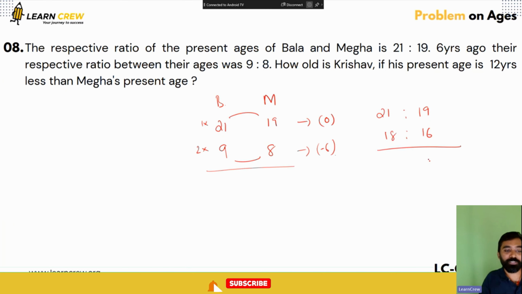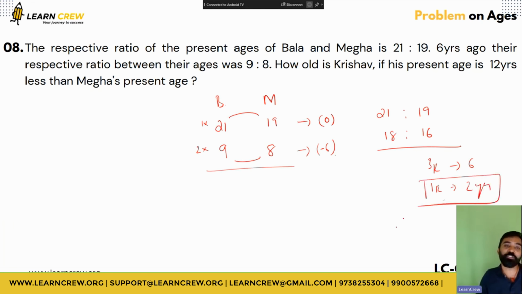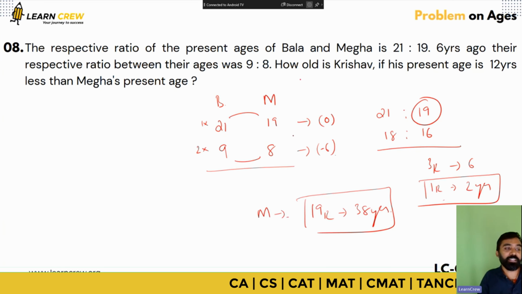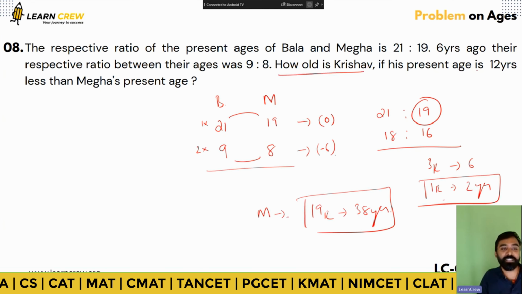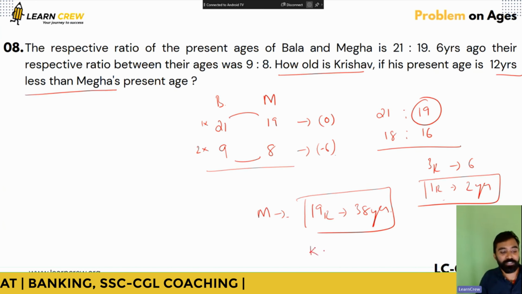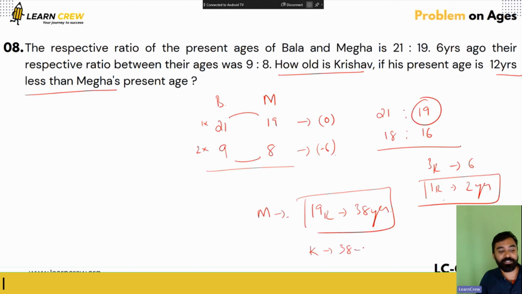Now this becomes 3 ratio. Ratio is equal to 6, so a single ratio is equal to 2 years. If a single ratio is equal to 2 years, what is the present age of Megha? It is 19 parts. So 19R is equal to 38 years. If Megha's age is 38, they are asking how old Krishav is if his present age is 12 years less than Megha's present age. So Krishav's age is 38 minus 12, that is nothing but 26.